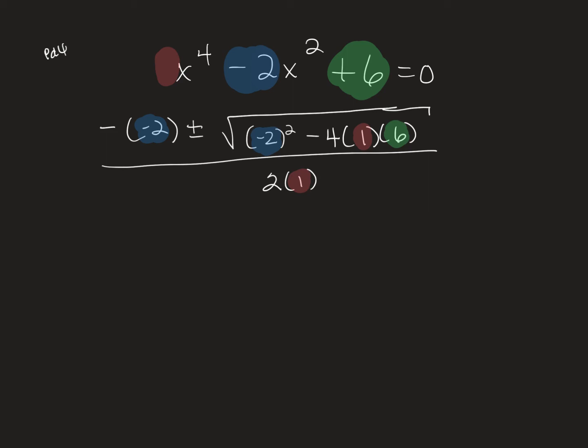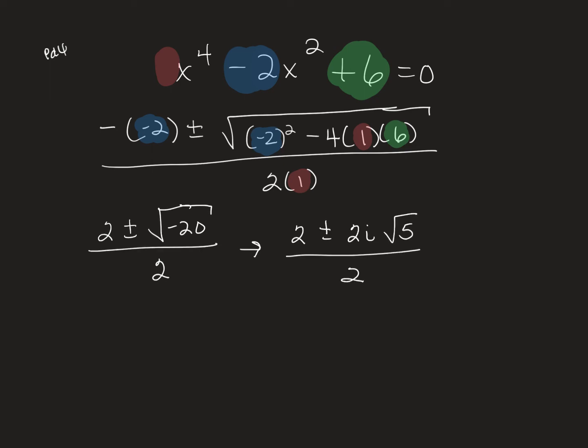Are we okay with setup? This should be 2 plus minus the square root of 4 minus 24. That should be negative 20, all over 2. Are we okay with that? You should be able to simplify that down and tell me this is 2 plus minus 2i square roots of 5 all over 2.